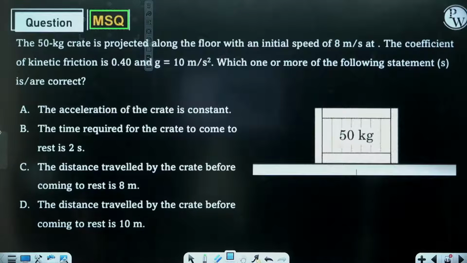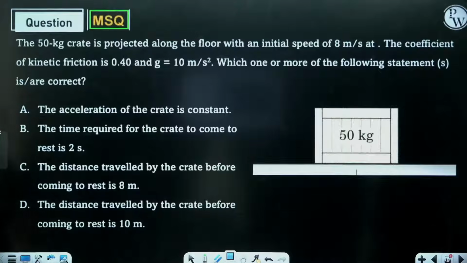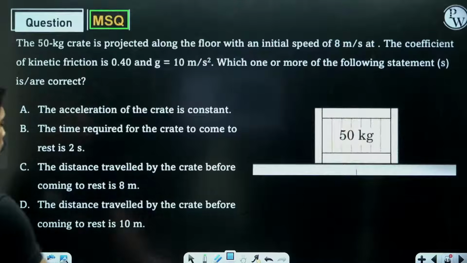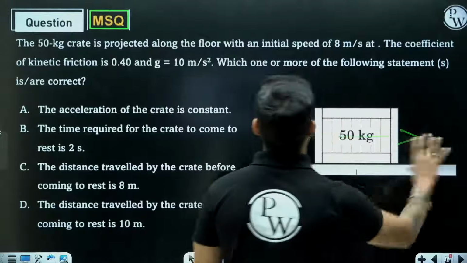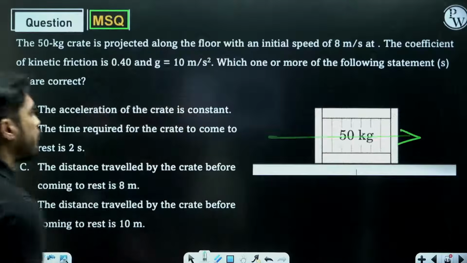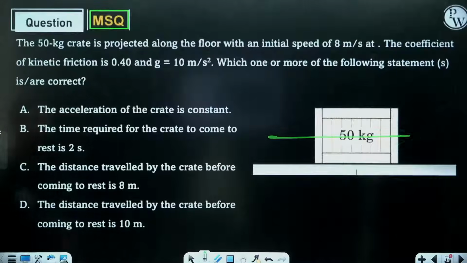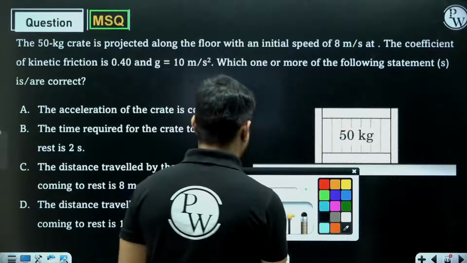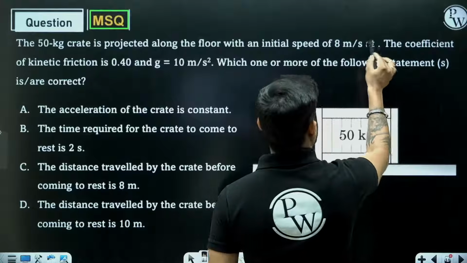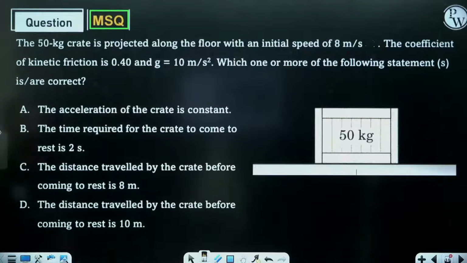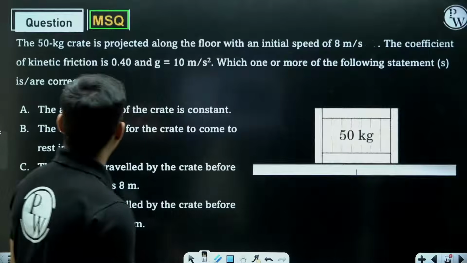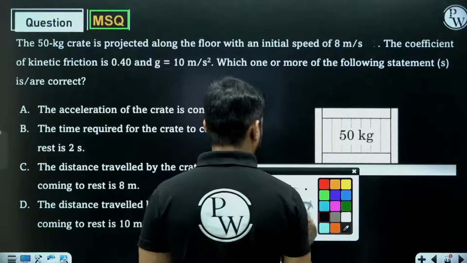Let's understand. The 50 kg crate is projected along the floor with an initial speed of 8 meters per second. The coefficient of kinetic friction is 0.4 and g is 10 meters per second squared. Which one or more of the following statements is or are correct?